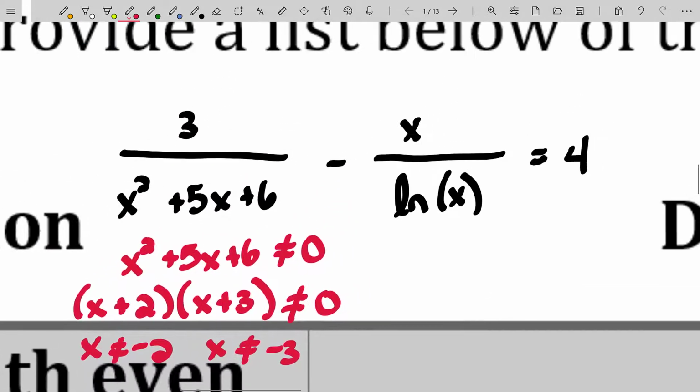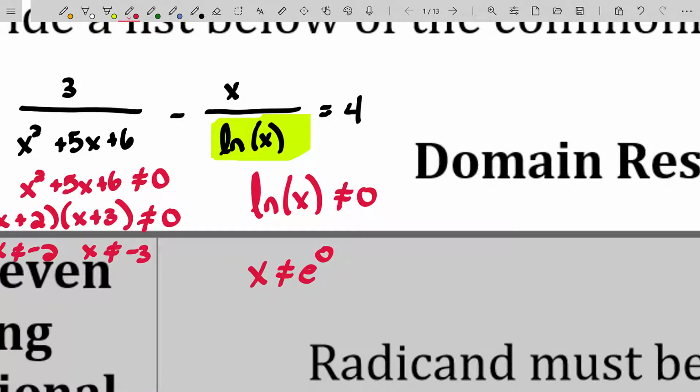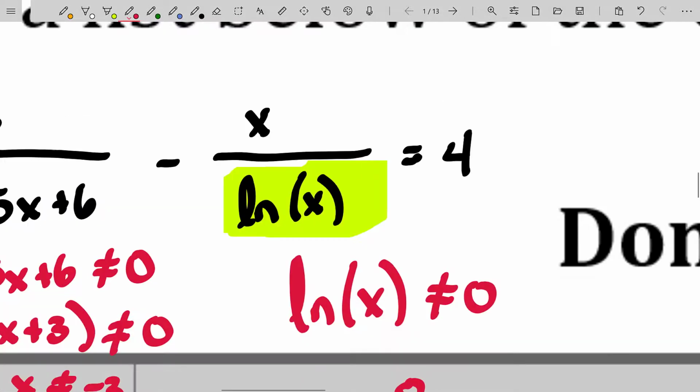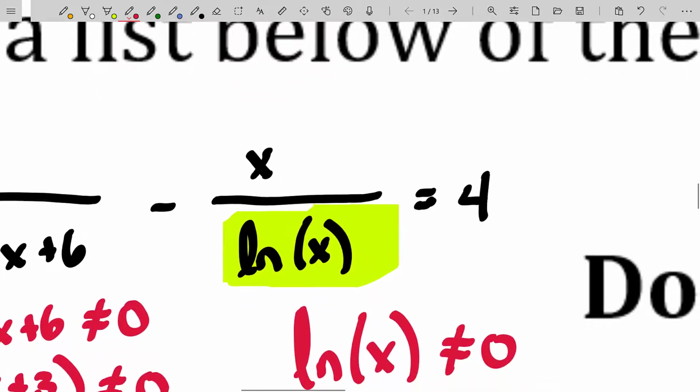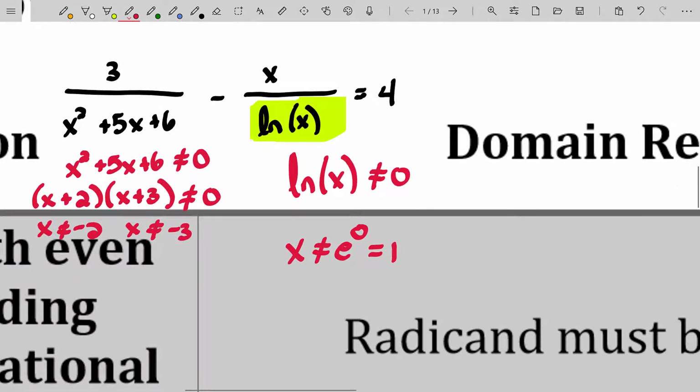However, there's actually an additional restriction here. This denominator also cannot be 0. This tells me that x cannot be e to the 0th, or in other words, 1. But there's an additional hidden restriction here, because not only can that denominator not be 0, in other words, x cannot be 1, but it's also the case, because you have a logarithm there, that the argument of that logarithm must be positive. So there are two restrictions on that denominator there. x cannot be 1, and at the same time, x must be greater than 0.